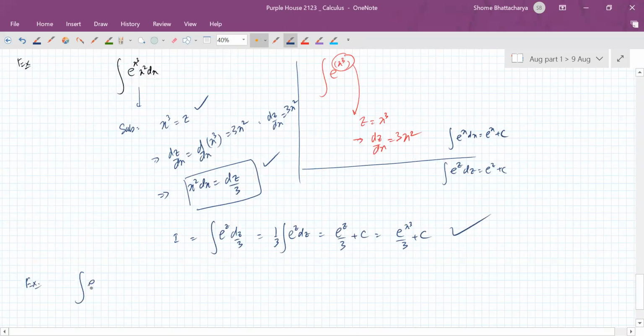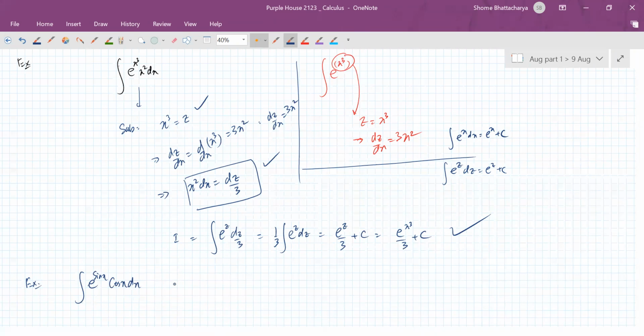Now suppose we have e raised power sin x into cos x. Try to use a similar kind of logic here, like I've done for the above question. Solve the last one yourself, after going through this second last one. Yes, sir.